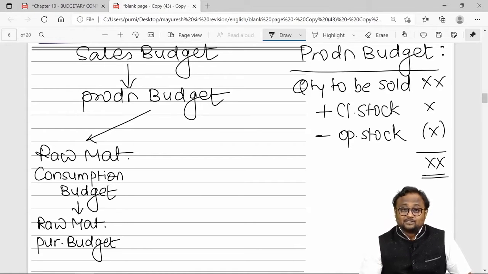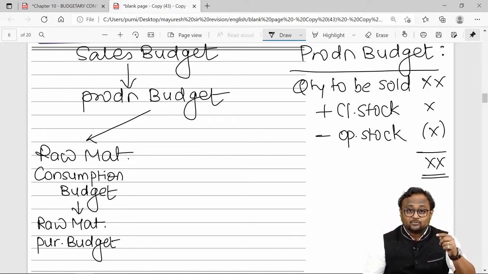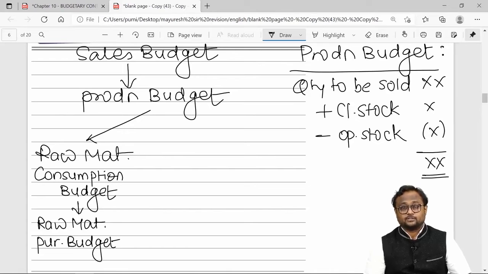You understood this? Sales, production, consumption, purchase. This is what you're supposed to do, nothing else. Sales, production, consumption, purchase. That's it.